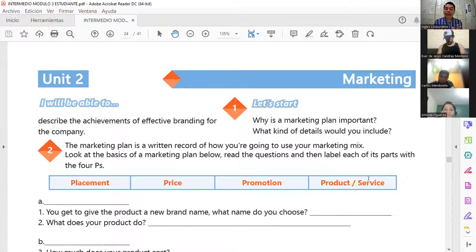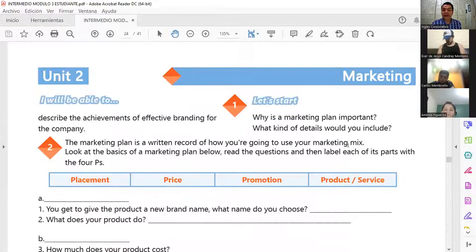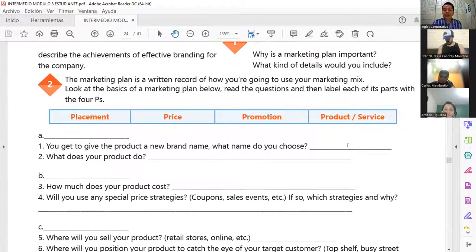Listen, I don't work in the marketing area, but if someone works in marketing in this group, you can help us to understand how we can make this plan, you know? I don't work with advertisement or marketing, but maybe you have an idea how to make this, right? We're going to make this exercise.